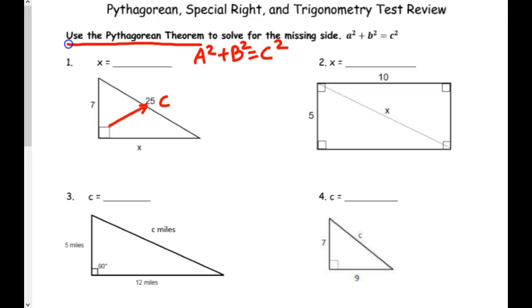So in the first one, c is 25. A and b can be switched around, doesn't matter, but c has to be across from the 90. So with that information, we do Pythagorean theorem. So 7 squared plus x squared equals 25 squared. 7 squared is 49.